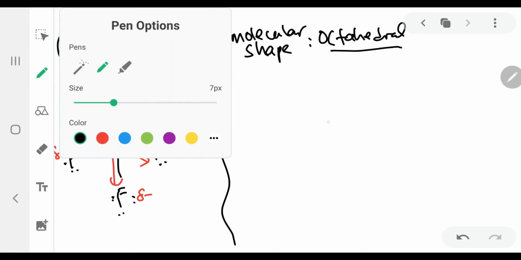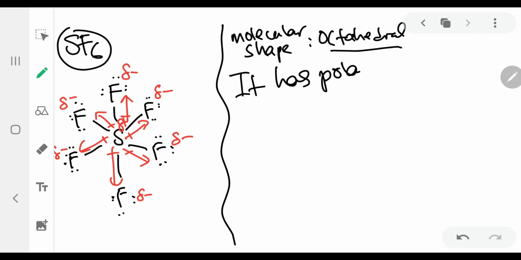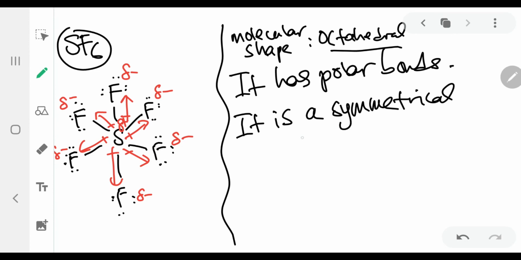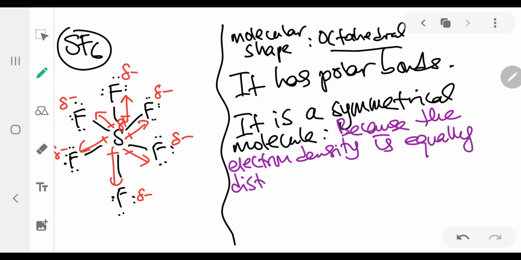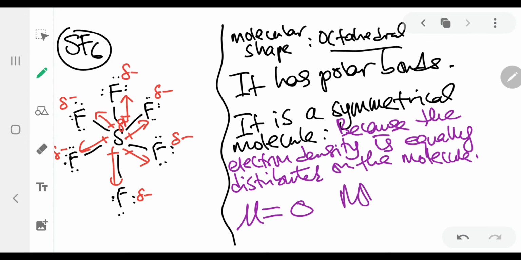Okay, so it has polar bonds, but it is a symmetrical molecule. Why? Because the electron density is equally distributed on the molecule. So the dipole moment is equals to 0. This one is a non-polar molecule. It does not have a resultant dipole moment.